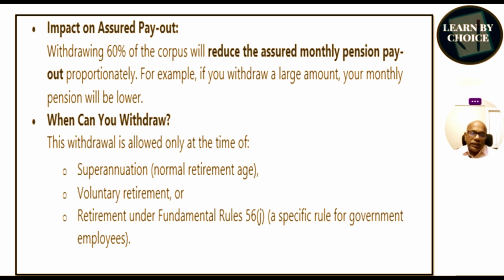While withdrawing the 60% amount, you have to keep in mind that it will impact your assured payout. Even though the system allows 60% of the corpus to be taken as final withdrawal, it will impact your assured payout to the extent of 60%. For example, if your assured monthly pension payout is 10,000 rupees, if you take out 60%, then straight away you are losing 6,000 rupees of your pension. So it is advisable that you don't go for this final withdrawal, even though the system allows for 60% withdrawal.